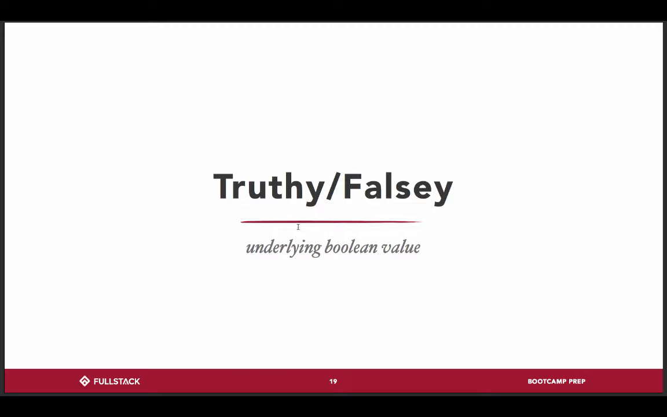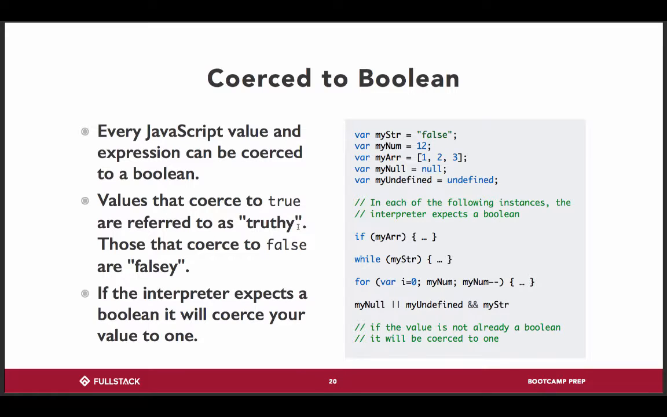Okay, truthy falsy. It sounds a little funky, but it's pretty much trying to figure out what the underlying Boolean value of a thing is. Pretty much like, does this exist, is a way to think about it. So when we coerce a thing into a Boolean, for example, in an if statement, we want to see whether or not it's truthy or falsy, if it exists.